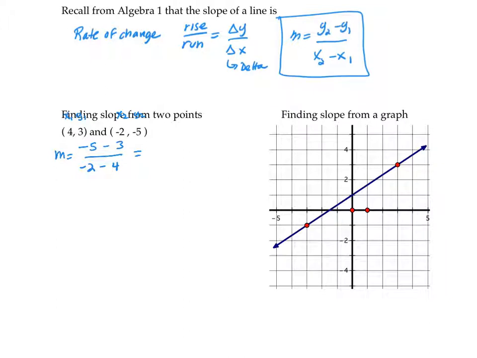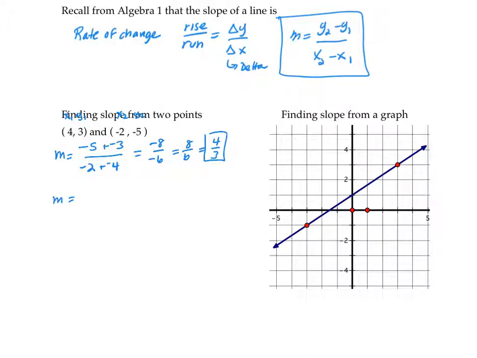So negative 5 minus 3, or that's the same as taking negative 5 plus a negative 3, which would be negative 8. Negative 2 minus 4 is negative 6. If it helps, think of it as negative 2 plus a negative 4. We need to simplify this. Negative 8 divided by negative 6 is positive 8 over 6, but reduce it by dividing by 2 to get 4 over 3.